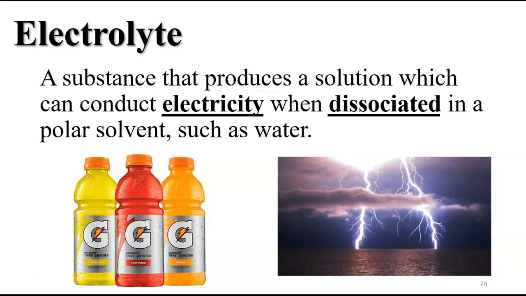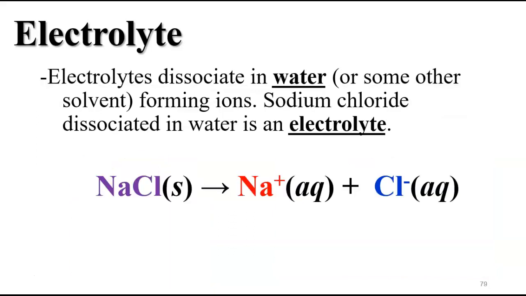Electrolytes are important to our body because our nerves and muscles communicate and move through electricity, okay? Electrolytes dissociated in water form ions, okay? And I gave you this example here. This is sodium chloride, just regular salt. And when you put it into water and it dissolves, a special kind of dissolving called dissociation, you end up with a sodium +1 ion and a chlorine -1 ion.